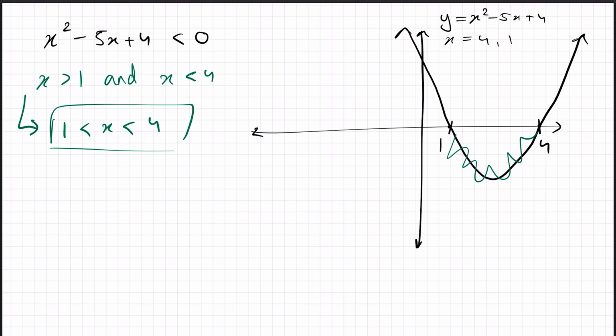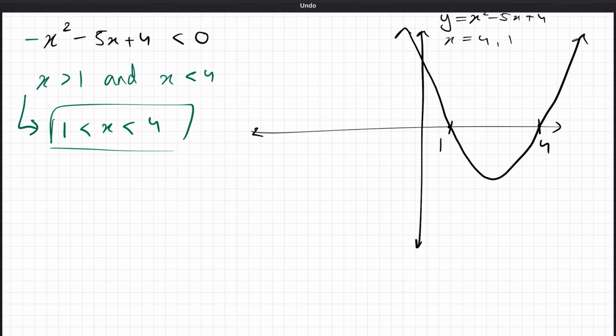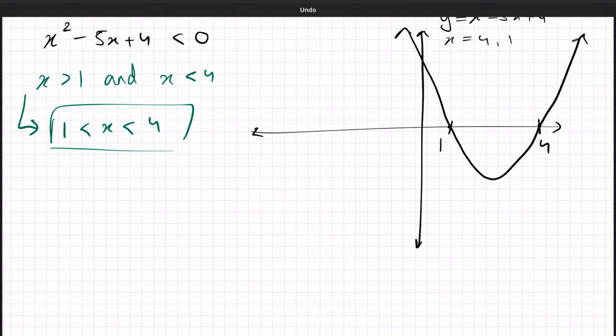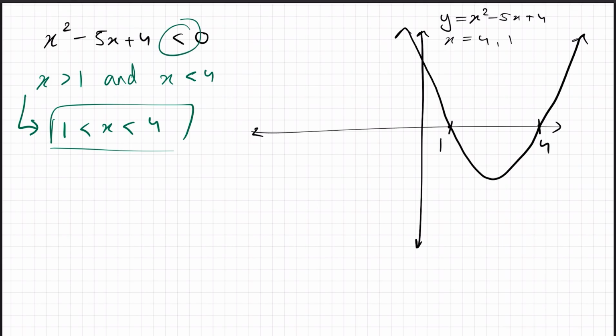Now, a few tips and tricks before we go. Remember that if you've got something like minus x squared, then the curve is actually going to look something like this. So it's going to be sort of the other way around. And you can get around that by just multiplying everything by minus 1 and remembering to flip the inequality sign if you multiply by a negative number, which you just have.